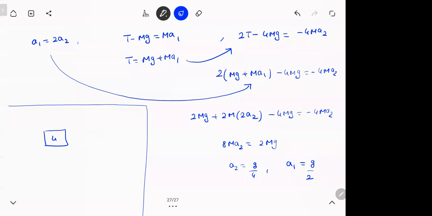Easy. 4m is there. Initial velocity is 0. You're falling down with A2, which is g by 4. You're falling 1 meter. This is the displacement. Using the equation, S is ut plus half at square. Kinematics.